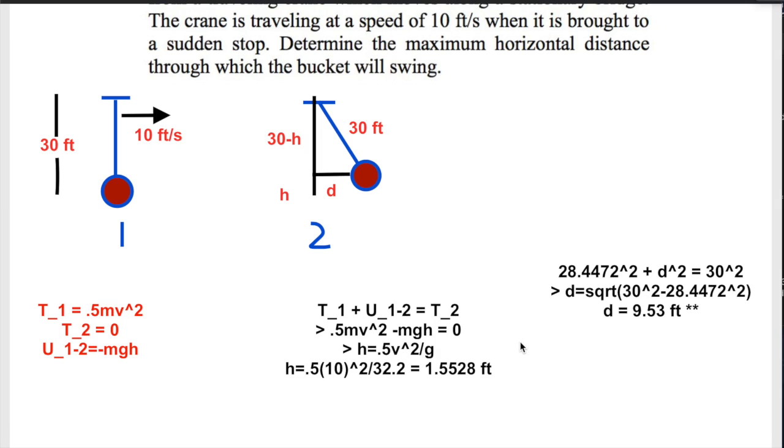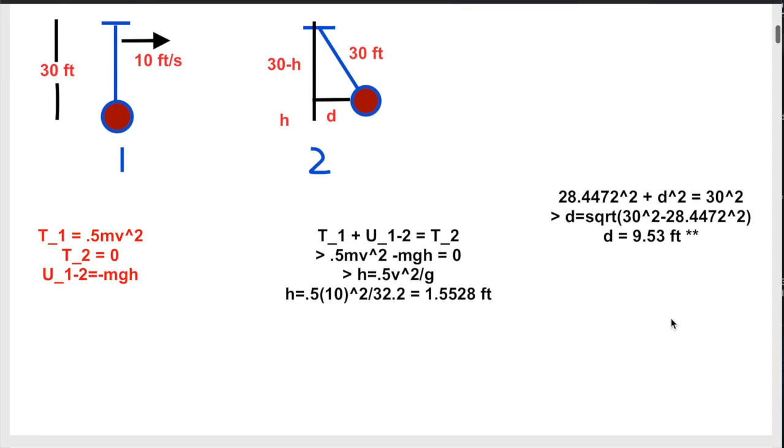Then with that, we know this one side and we know this side because this is just that 30 minus that H that we just found. And we have to find D, so we do a Pythag on it. So this side squared plus this guy squared has to equal this squared. And from that, we solve for D, and D equals 9.53 feet.